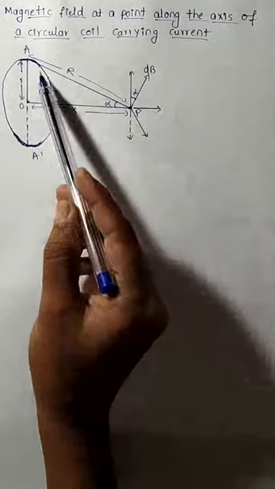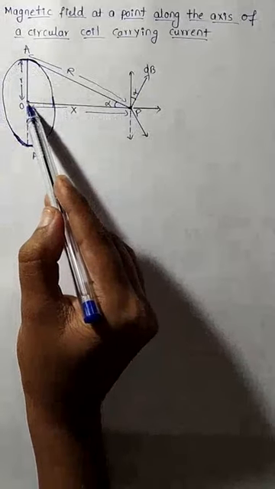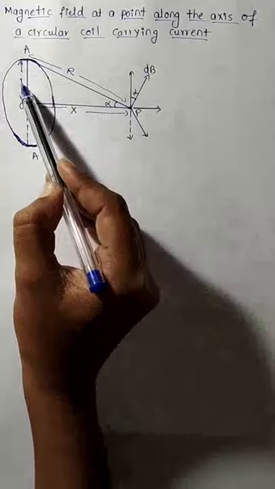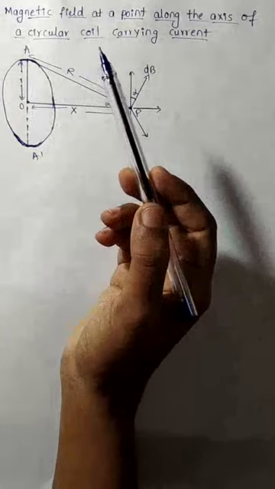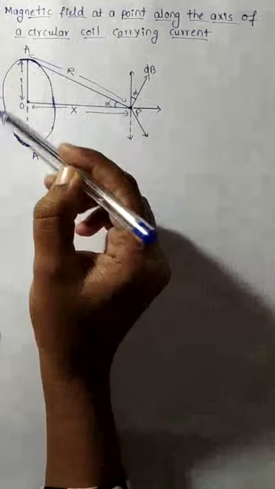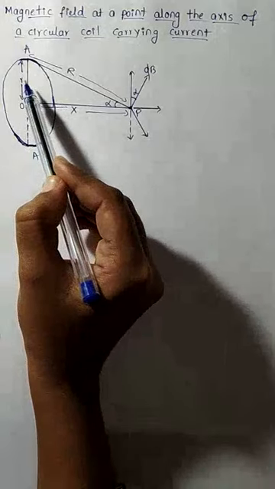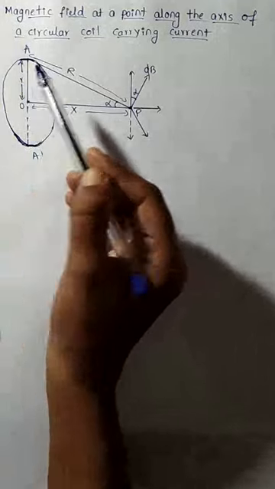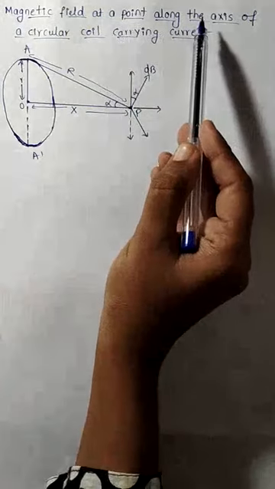So for this I have taken a circular coil. Let O be the center of the circular coil and small r be the radius of the circular coil. To find the magnetic field at a point along the axis of a circular coil, we need a circular coil whose center is O and r is nothing but the radius of the coil. And now we are going to find the magnetic field at a point along the axis.